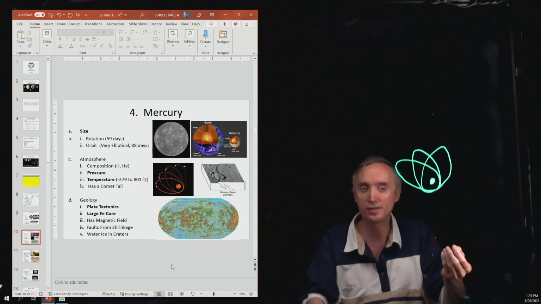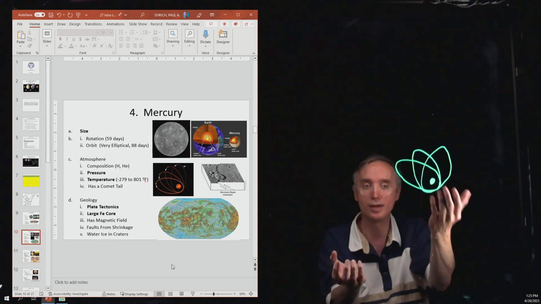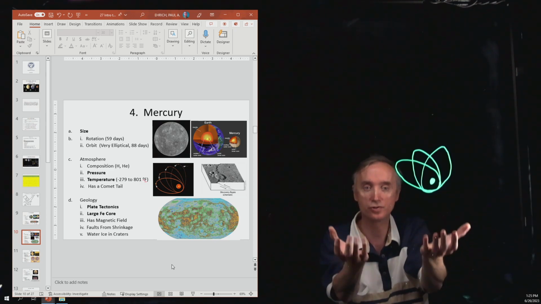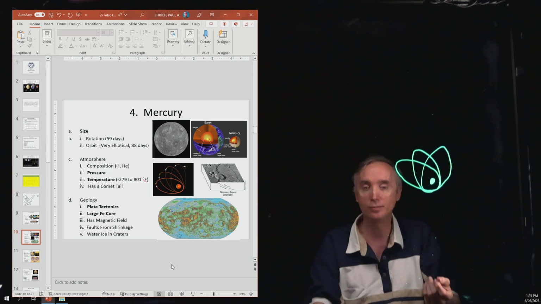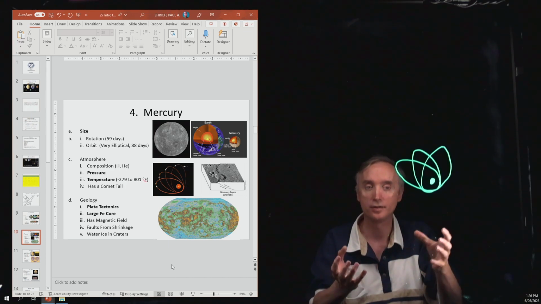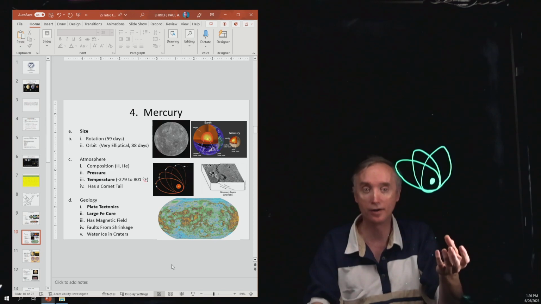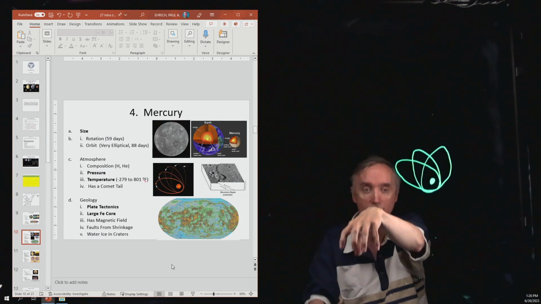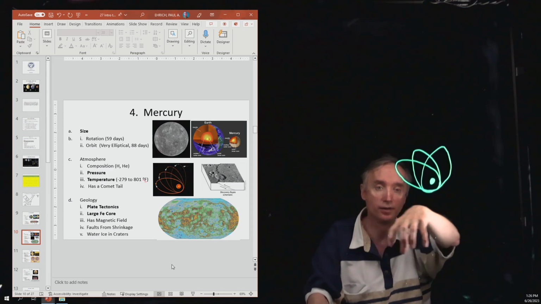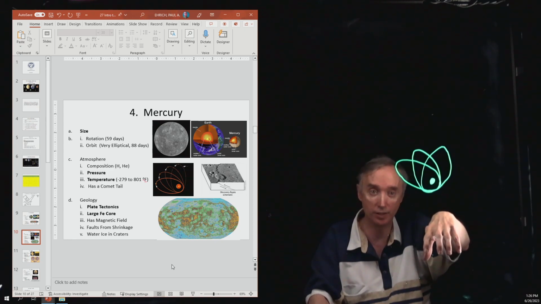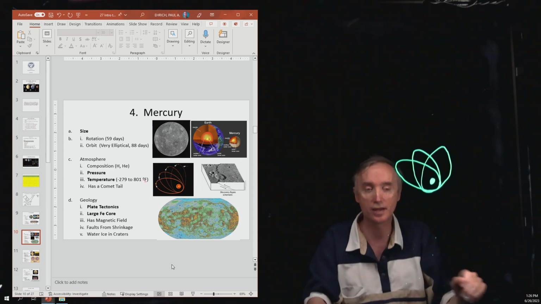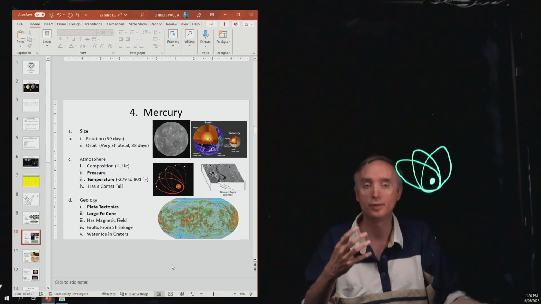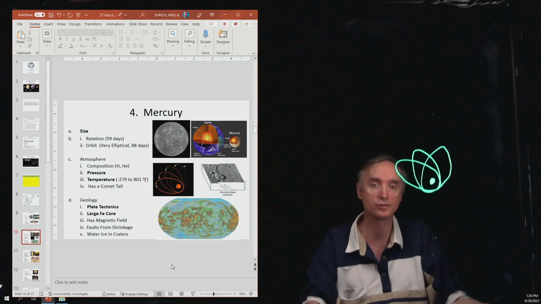Well, now let's think about rock and metal. Which of those two substances would be able to survive the highest temperatures? It's going to be the metal. So metals such as iron could exist closest to the sun, and then a little bit further out is where the rocks would be. So Mercury has a higher content of iron because that iron could survive those higher temperatures.